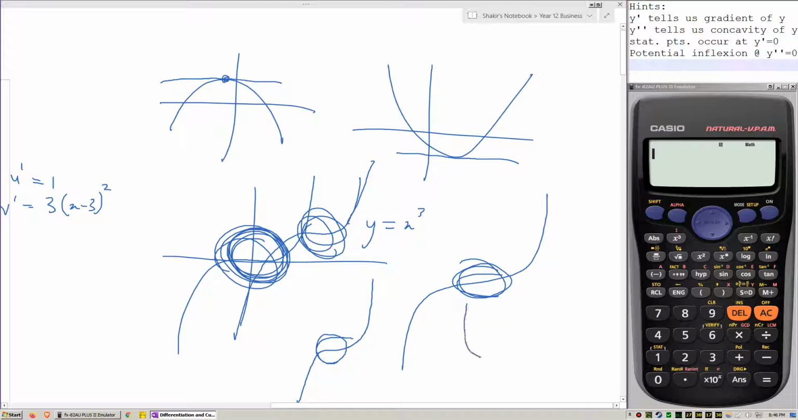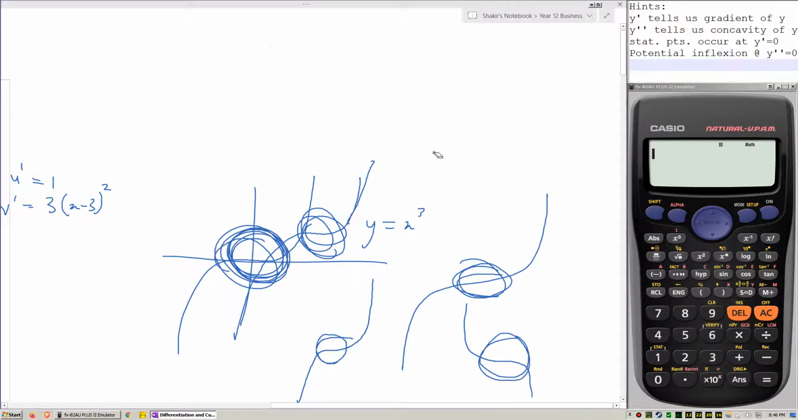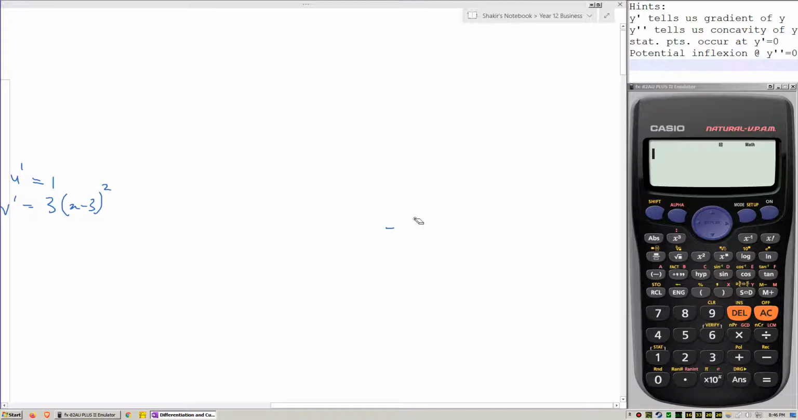Or you can have like that. And once again, you have a stationary point there. So 4 types of stationary points are possible. Now, we are interested in 2 particular types of stationary points, which are known as turning points. Now, turning points look like this or like that. So they were the first 2 that I showed. These are known as turning points.